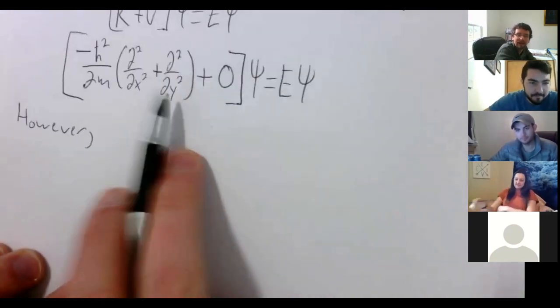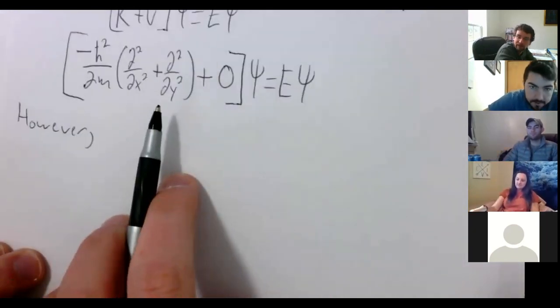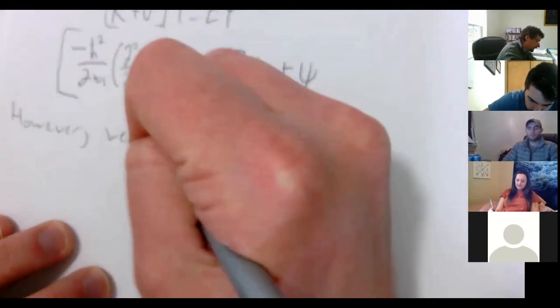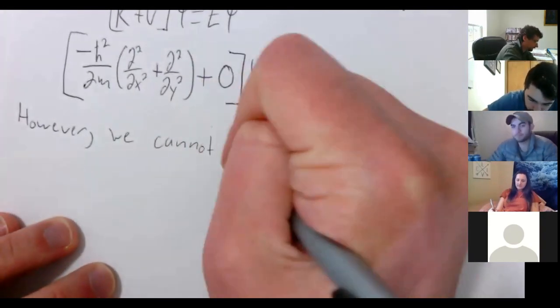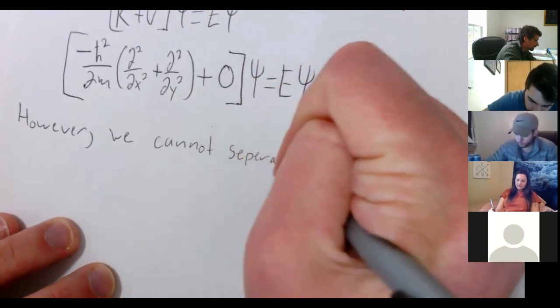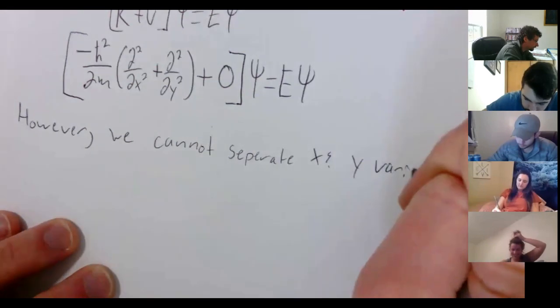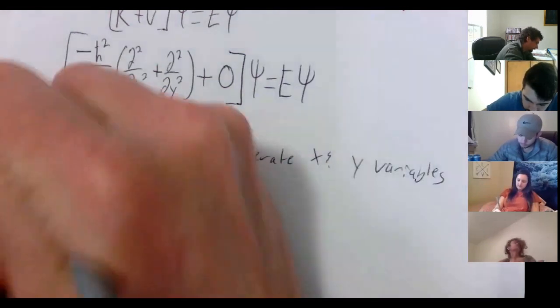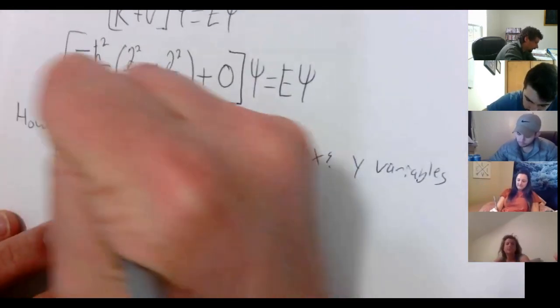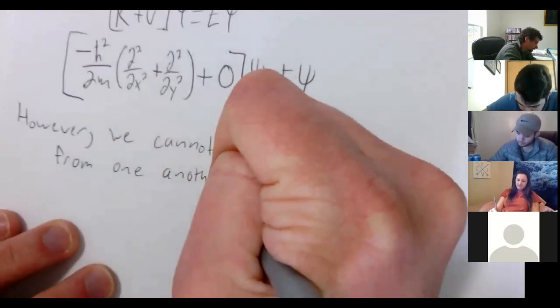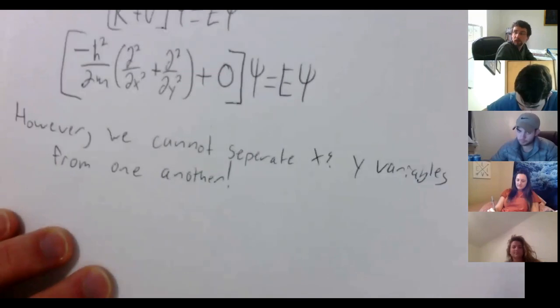All right. The problem with this is, though, we can't actually separate our x and our y from one another with the setup we have. So, however, we cannot separate x and y variables from one another. So we have two options.